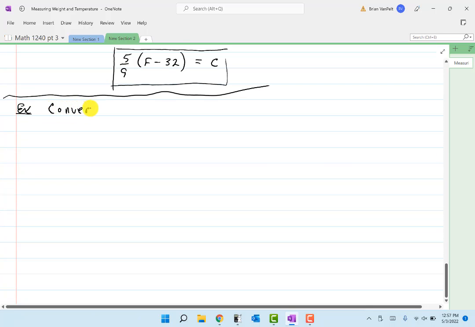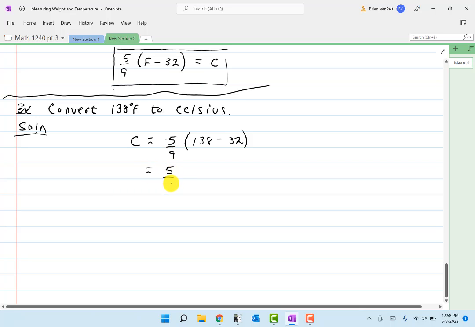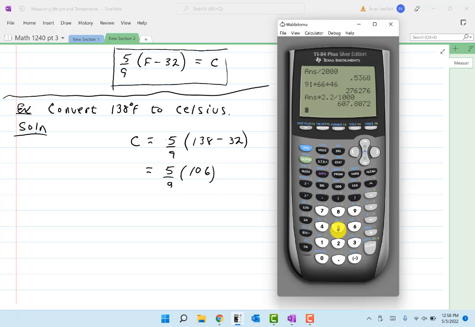Convert 138 degrees Fahrenheit to Celsius. So C will equal 5/9. The F was equal to 138. Subtract the 32. 5 over 9 times 106. So we can just do 5 times 106 divided by 9. And we get 58.8 with a bar over it.